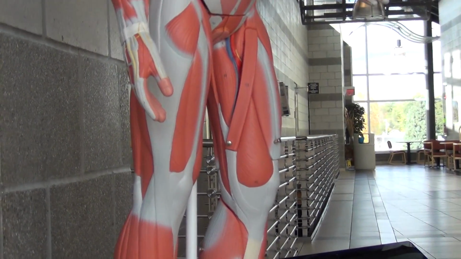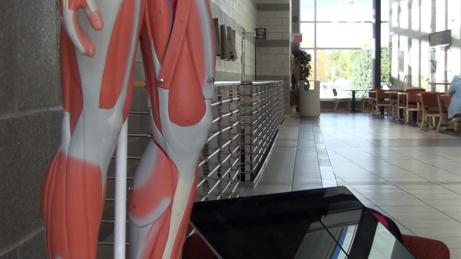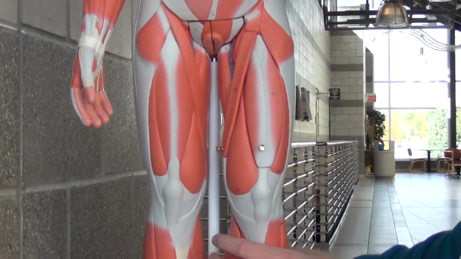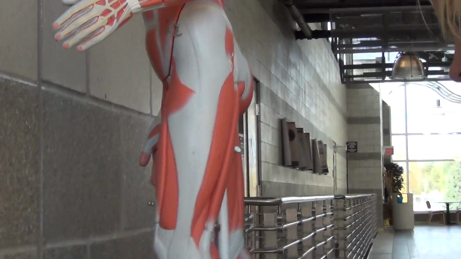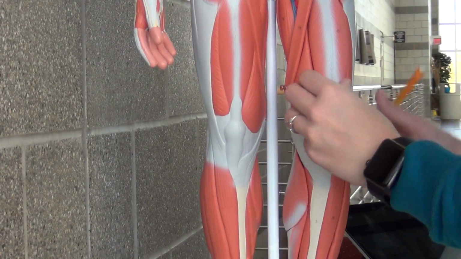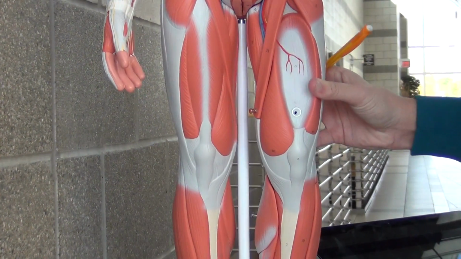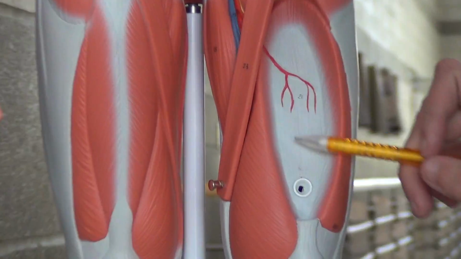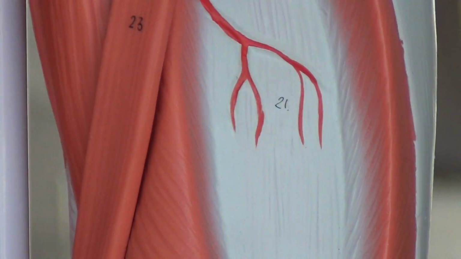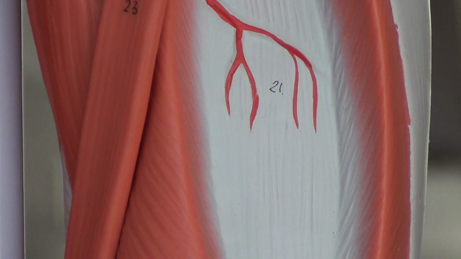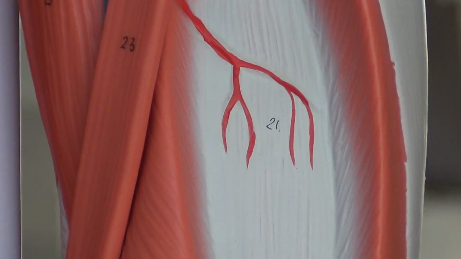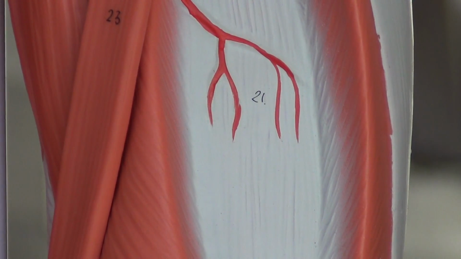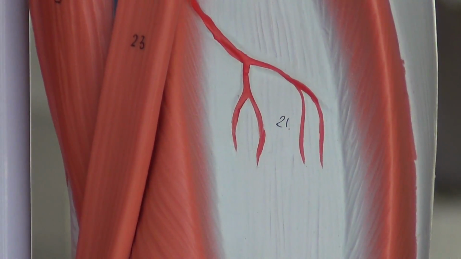Next we have the vastus intermedius. So that's 21, so it's right here. Its origin is the anterior and lateral surfaces of the proximal femur shaft. The insertion is the patella and tibial tuberosity, and its action is it extends the leg.